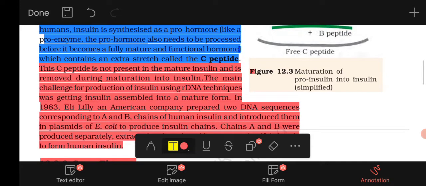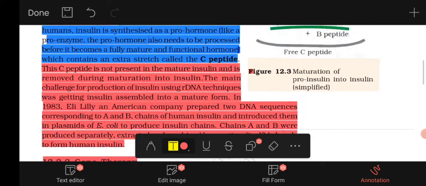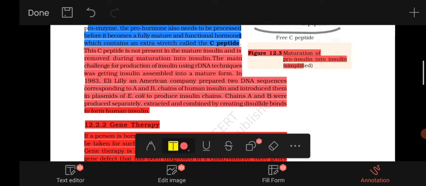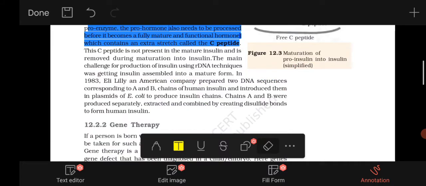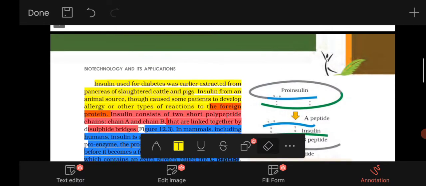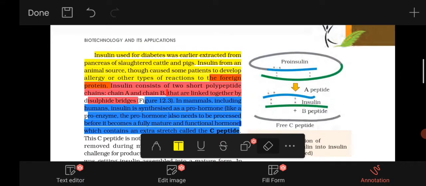So I'll just revise these points. The first point is earlier insulin was extracted from non-human sources, like the pancreas of slaughtered cattle and pigs. But this insulin caused some patients to develop allergies or other types of reactions, though it was used.